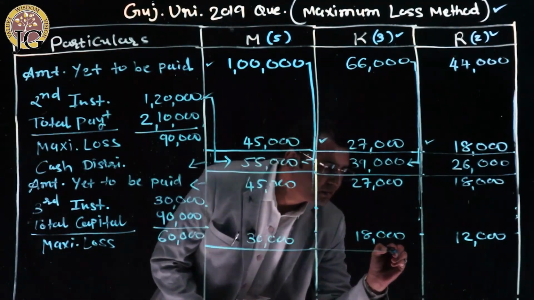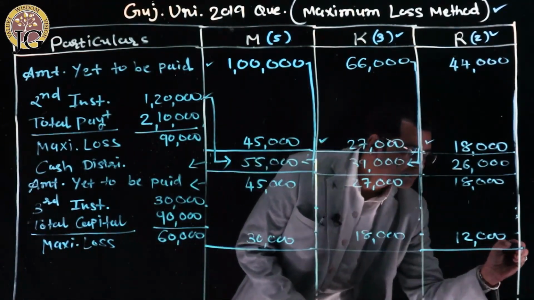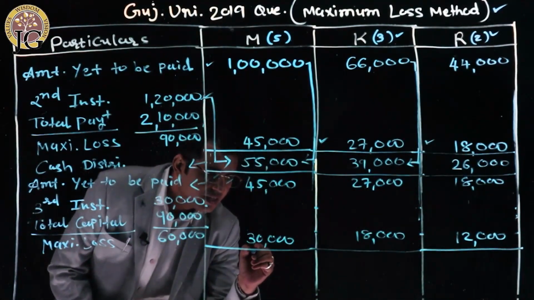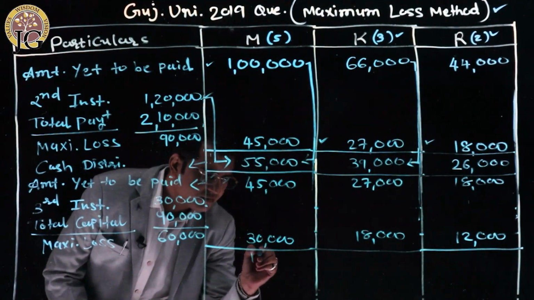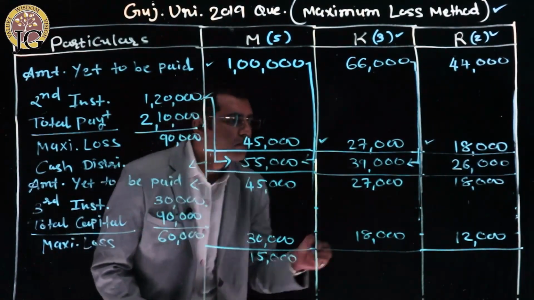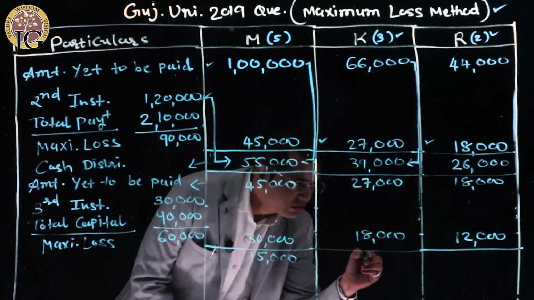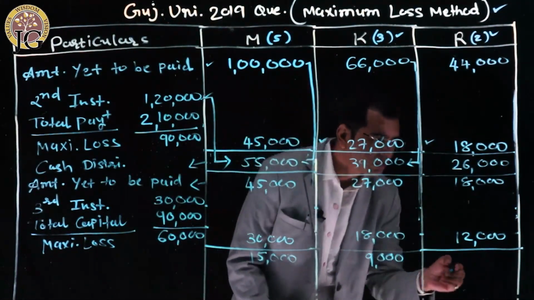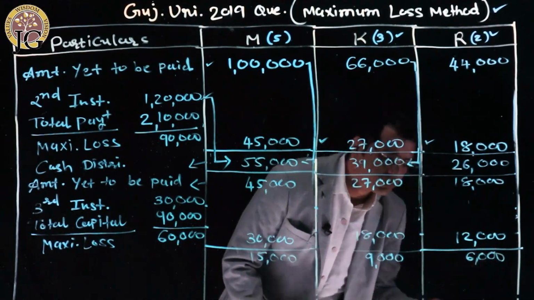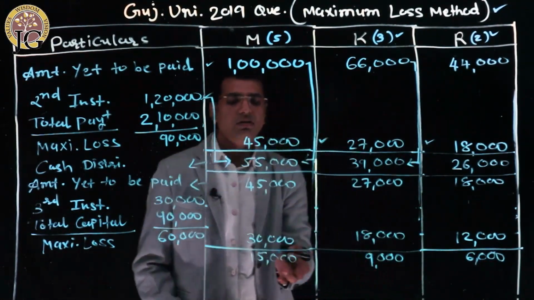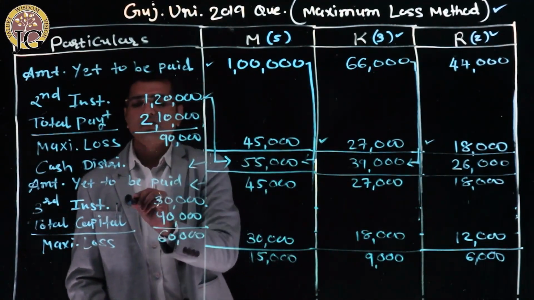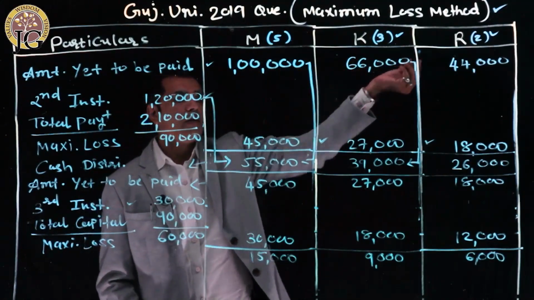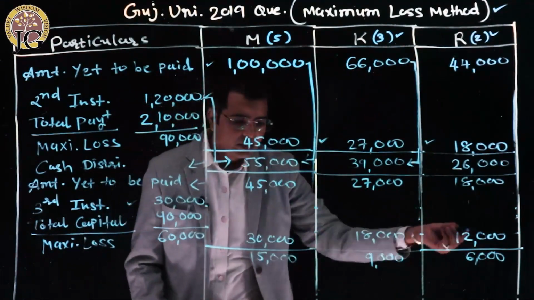If we compare the maximum loss with the capital contribution, we will get a cash distribution of 15,000 rupees to M. 27,000 minus 18,000, that is 9,000 rupees. 18,000 minus 12,000, that is 6,000 rupees. So 6,000 plus 9,000, 15,000 plus 15,000 is 30,000 cash in our hand. So ultimately the 30,000 cash is distributed among the partners M, K, and R, like 15,000, 9,000, and 6,000 to them.